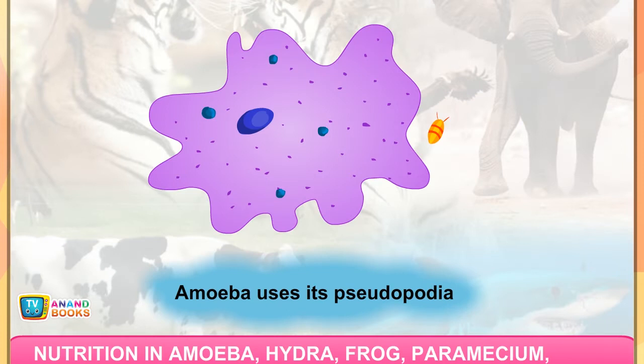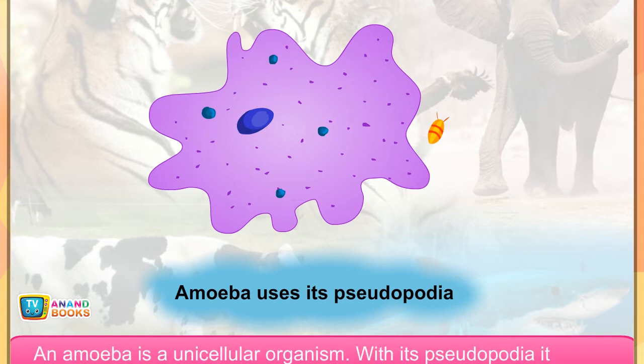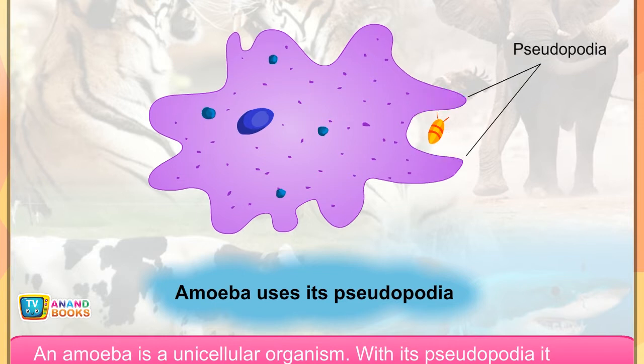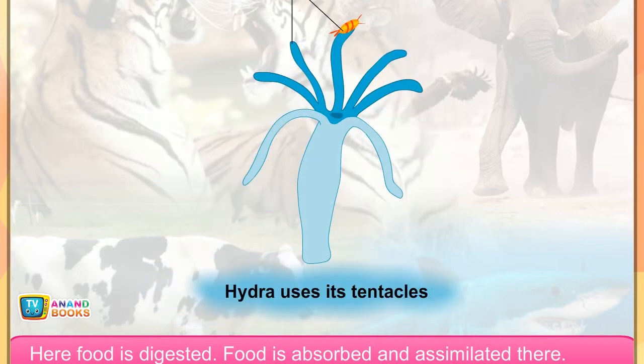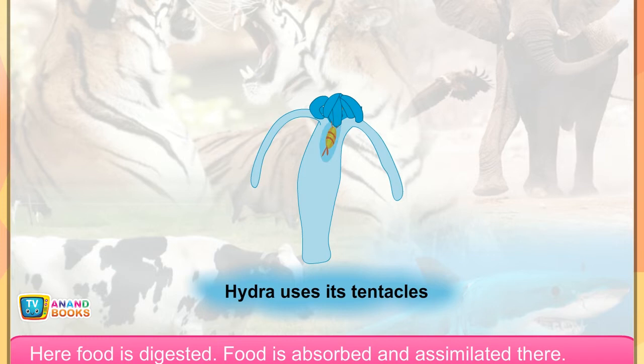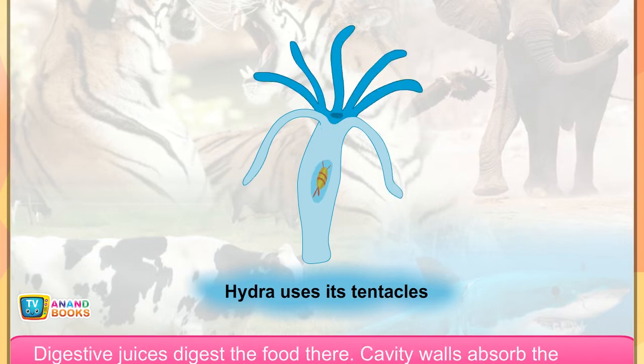Nutrition in amoeba, hydra, frog, paramecium, spider, and mosquito. An amoeba is a unicellular organism. With its pseudopodia, it engulfs food particles, forming a vacuole. Here, food is digested. Food is absorbed and assimilated there. Hydra, with its tentacles, ingests food and pushes it into the body cavity. Digestive juices digest the food there. Cavity walls absorb the digested food and, in the cells, it is assimilated.